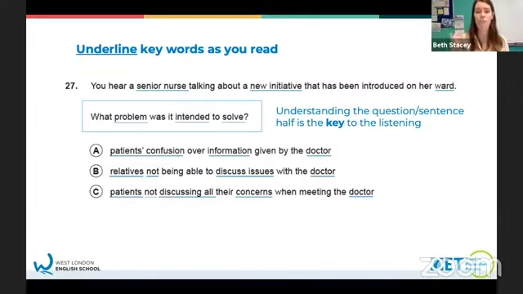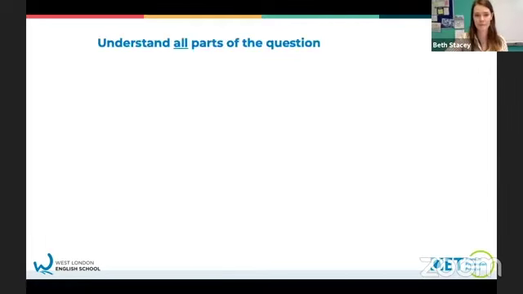So what problem was the new initiative on the ward intended to solve? What was the problem that they were trying to solve? So the question is important. If you only have time to get one thing in your head, get the question in your head. Okay, so we've got to understand all parts of the question, which is very important.